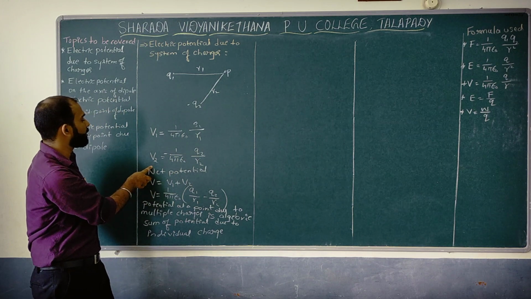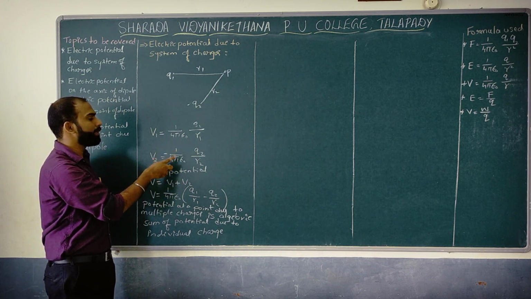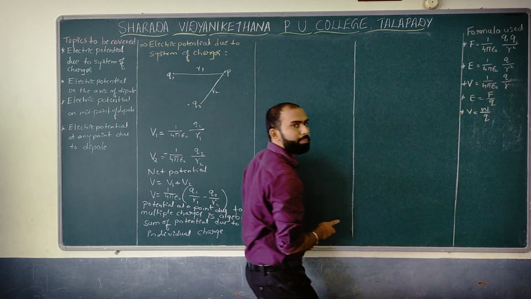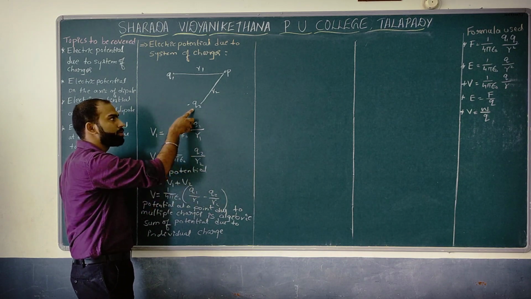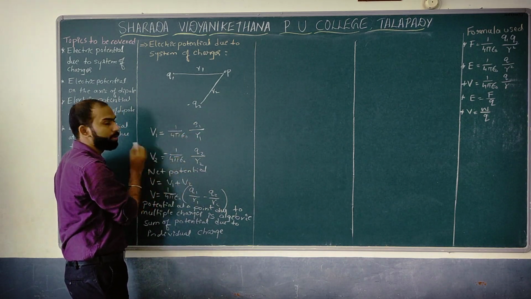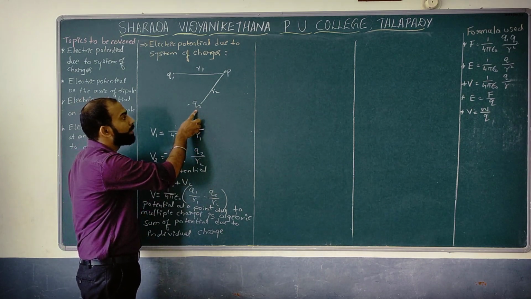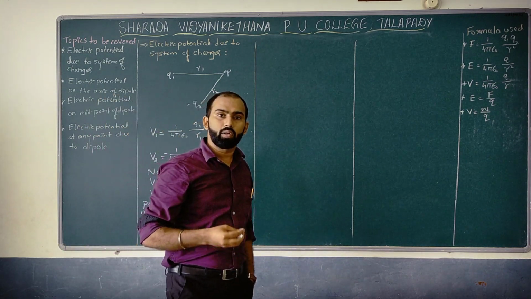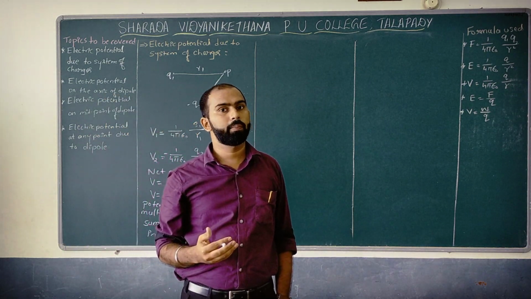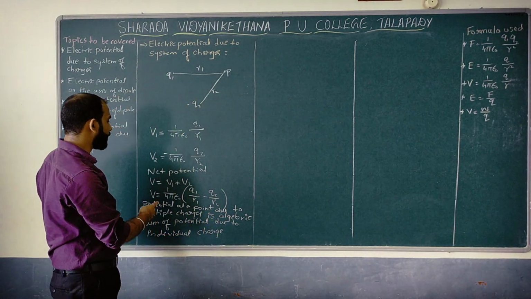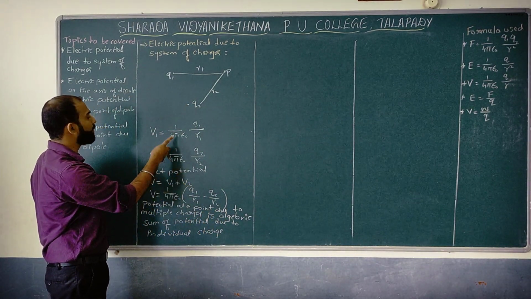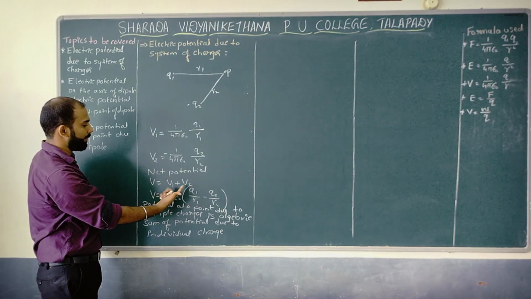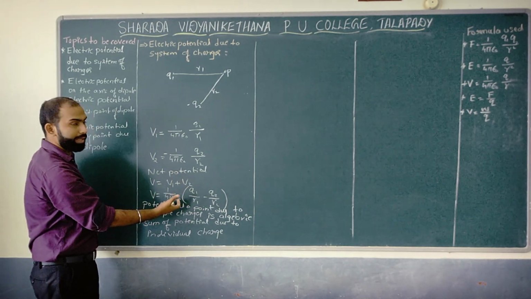You take one more potential V2, which is equal to 1 by 4 pi epsilon naught, and based on the general formula Q is replaced by minus q2, because you have kept minus q2, at the distance r2. Now, how do we get the total potential in the system? The net potential is equal to V1 plus V2. For V1 we have 1 by 4 pi epsilon naught Q1 by R1. What about V2? Substitute these values.